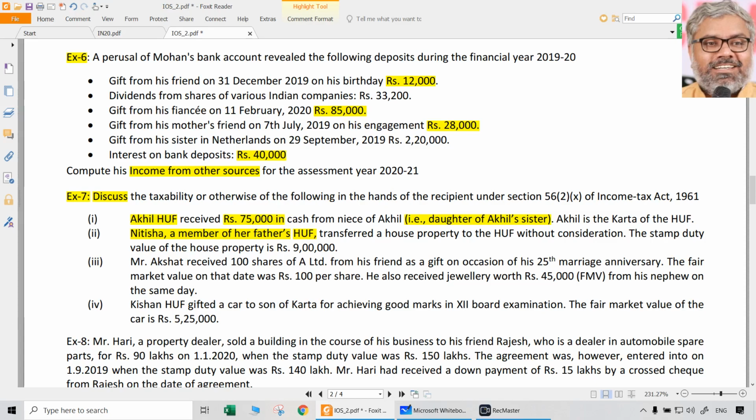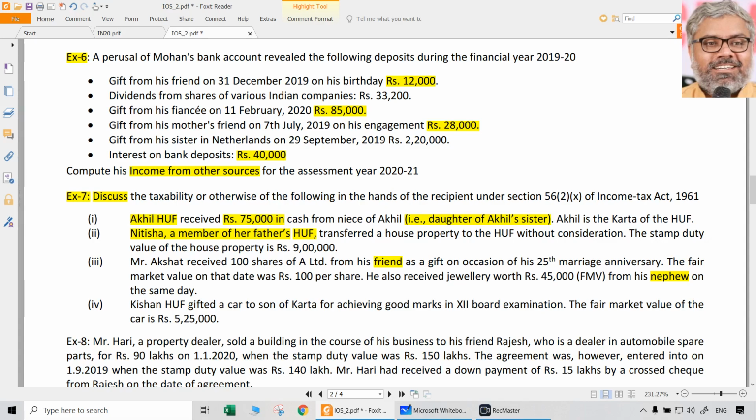Next, Mr. Akshat received 100 shares of A Limited from his friend as a gift on the occasion of his 25th marriage anniversary. Fair market value on the date was 100 rupees per share, and he also received jewelry worth 45,000 rupees fair market value from his nephew on the same day. So the question comes, will the nephew be a relative or not for a normal person? Who is the nephew? Nephew will be the son of, let us say, sister. Son of sister. Is it there in the definition of relative? No, it was not there. That is why we have to remember the definition of relative very carefully.